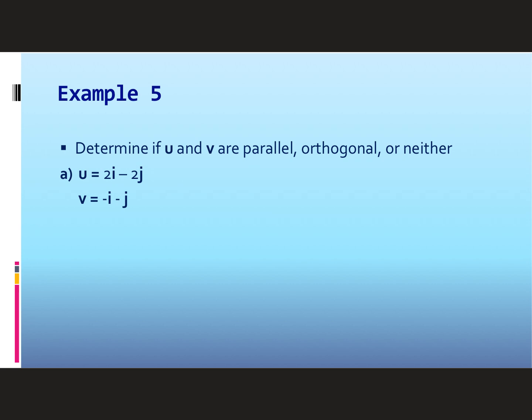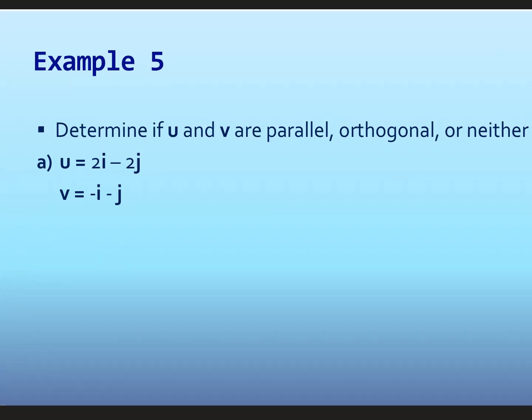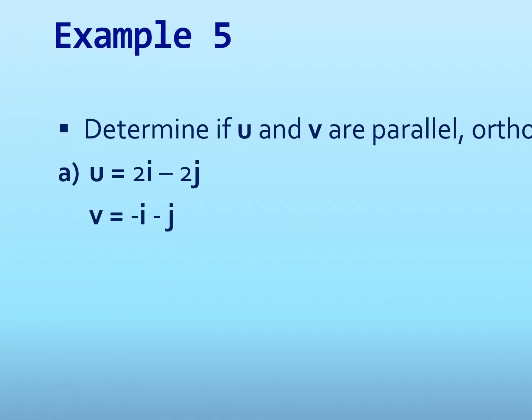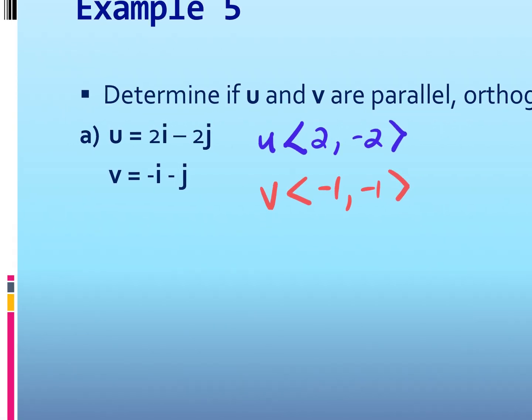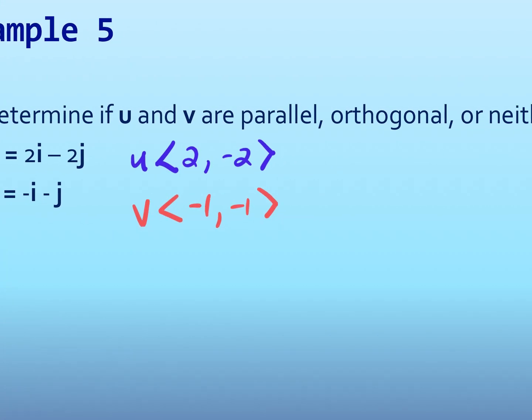Determine if these are parallel, orthogonal, or neither. Okay, so this is how you would do a problem like this. First of all, I don't like when it's written like this. How can I rewrite this so the vectors are real easy to see? u is 2, comma, negative 2. Perfect. And then what's v? Negative 1, comma, negative 1. Now, to prove if they're parallel, orthogonal, or neither.